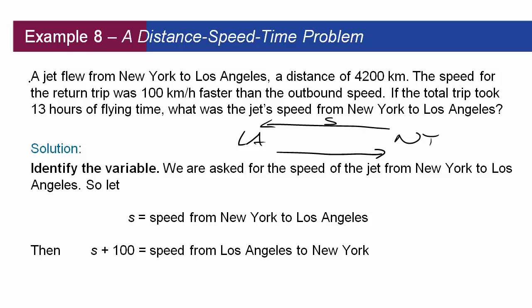Now the speed, so it says a jet flew from New York to Los Angeles. So this is our first trip. And then the speed for the return trip was 100 faster. So doesn't that mean on this one we went S plus 100? If the total trip took 13 hours of flying time, and we know the distance, right? We can figure everything out from this.